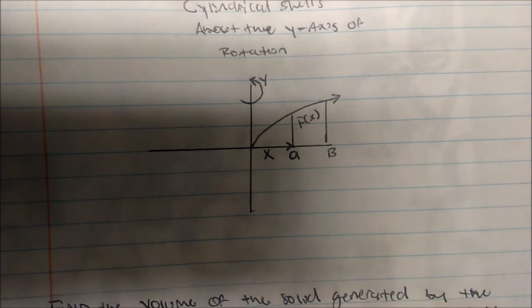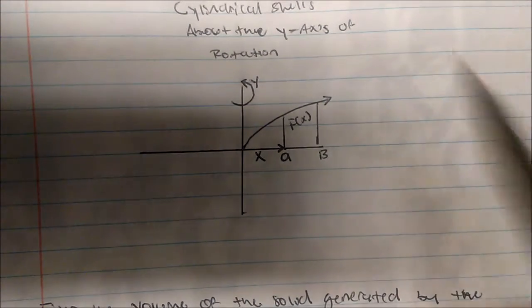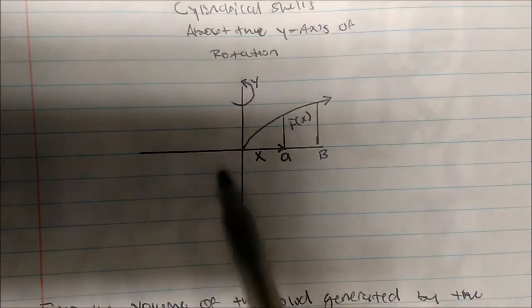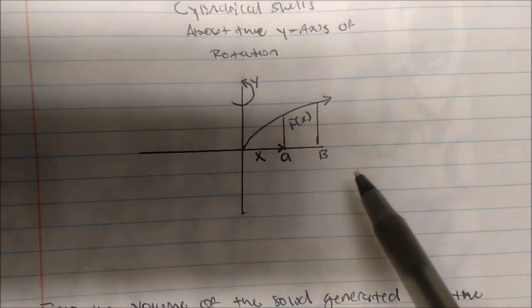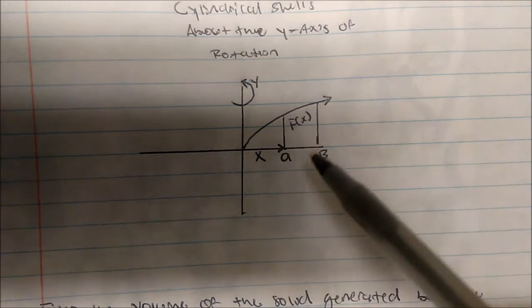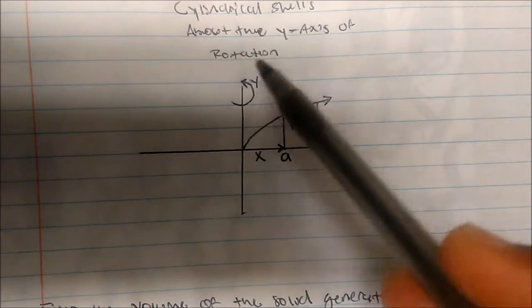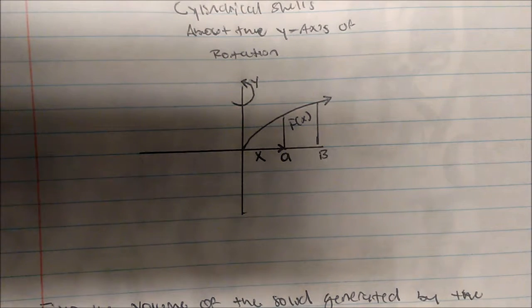Now, the careful thing about cylindrical shells that we need to realize is that if I rotate about y, I integrate with respect to x. Okay, vice versa, the opposite is true. If I rotate around x, I integrate with respect to y. So it's the opposite. So that's the big thing about cylindrical shells.